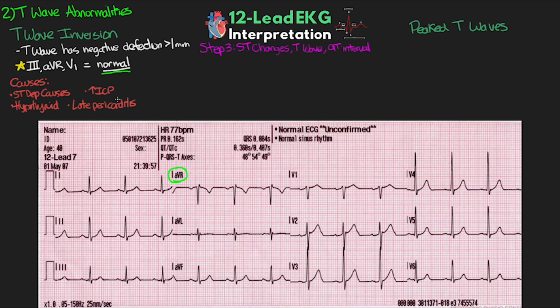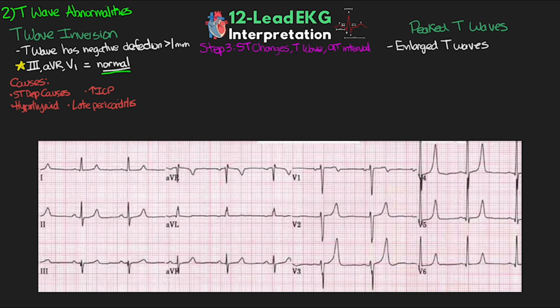Then we also want to look for peaked T waves. And when we're talking about peaked T waves, we're looking for enlarged T waves that are typically the size of the QRS complex or larger. So here's an example of some here, particularly if we look at V2 through V5. If we have this going on and we have a narrow base with a tall symmetrical peak, then this is actually most likely going to be the result of hyperkalemia.